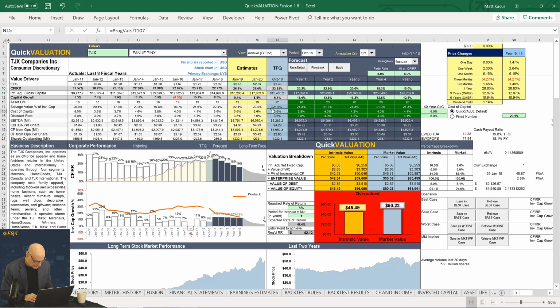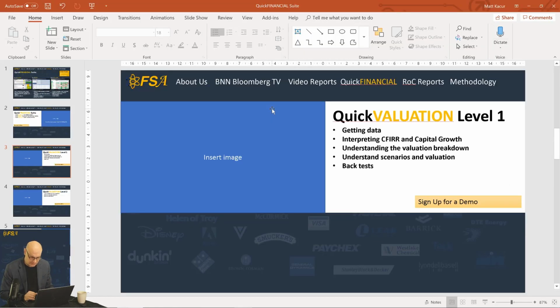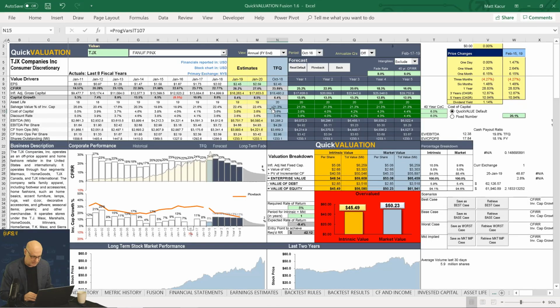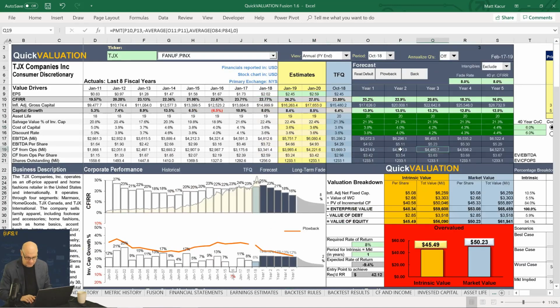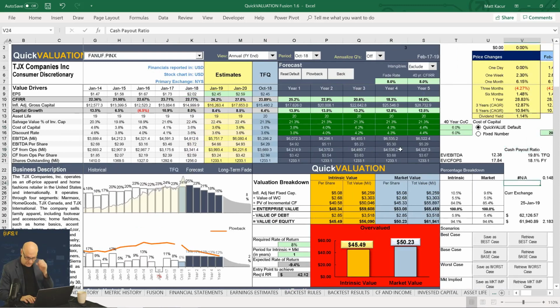Okay, let me just remind myself to stay on topic here. Okay, interpreting cash flow and capital growth, absolutely got to do that. Understanding the valuation breakdown, yes, this is important. Again, this ties back to our theoretical component, our methodology. Maybe I can zoom in. I think that would be really good. Yeah, I can do this. I'm very capable of doing this. I'm trying to get to this valuation section.